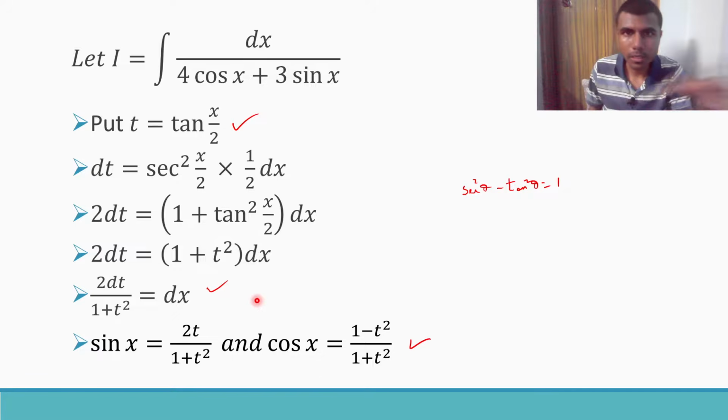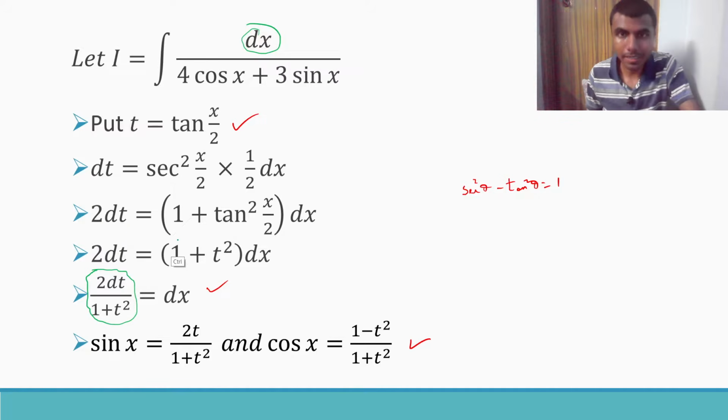Now let's do all the substitutions in this. Now you see, let me take some other color. In place of dx I would get this, 2 dt by 1 plus t square. In the next slide you will see what I will get in place of cos x, this, 1 minus t square by 1 plus t square, and in place of sin x I'd be getting this, 2t by 1 plus t square. Okay.